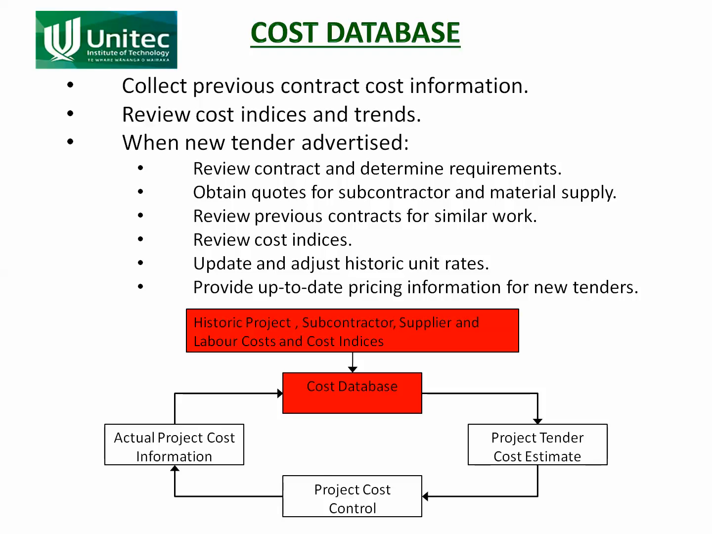So when a new tender is advertised, you review the contract, determine what is required. You go hunting in your database to see if you can find similar projects or similar works that you can use. You look at those costs. You see is it similar or not, or what sort of adjustments do I need? Is it a bit bigger? Is it smaller? Is the soil different? Is it at a different time of the year? All those sort of things. And so you adjust it up or down, whatever is required, to adapt the cost information you have in your database to the actual situation.